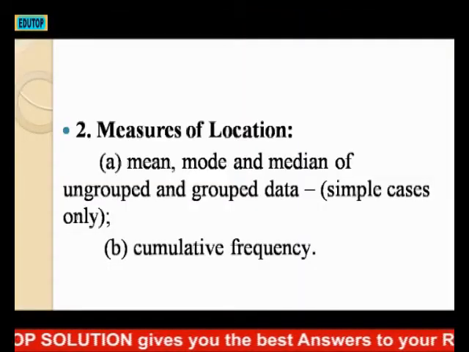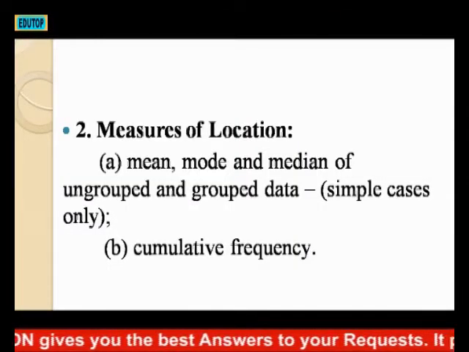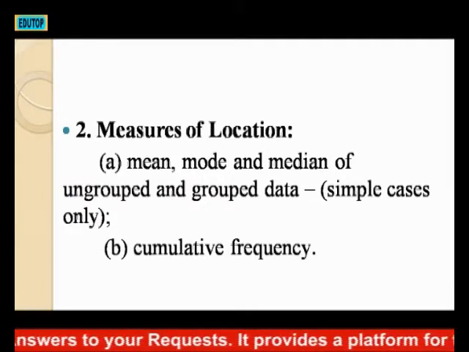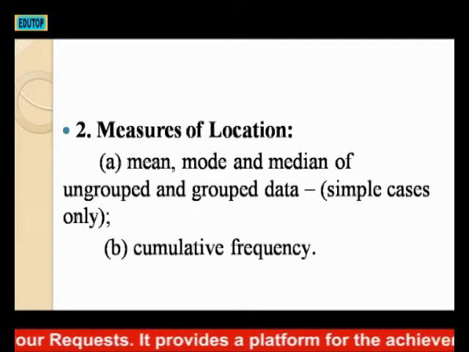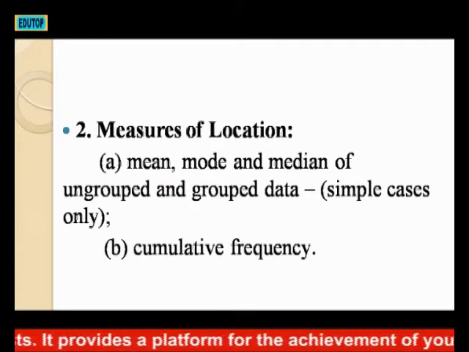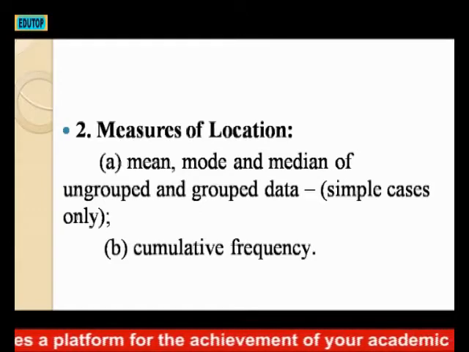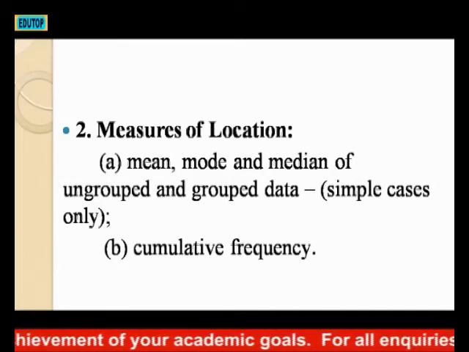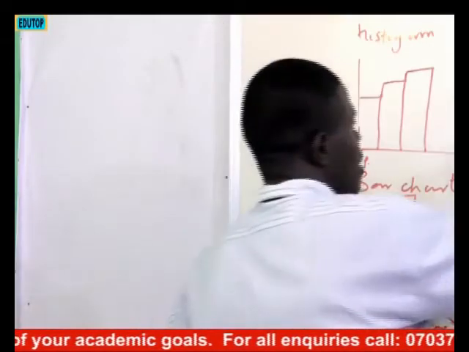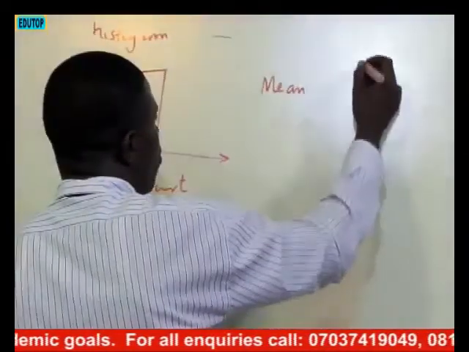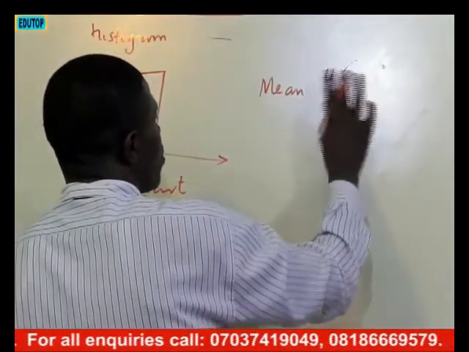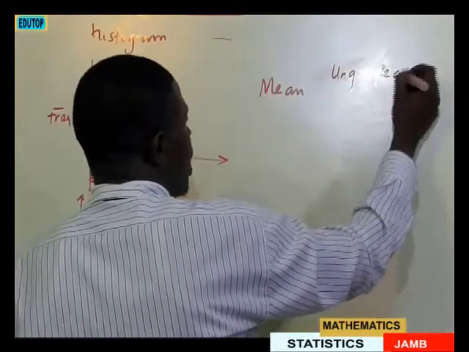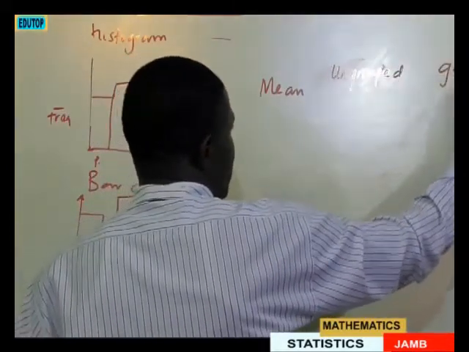So if you are talking about measures of location, we'll be talking about measures of central tendency. And if you're talking about measures of central tendency, we'll be talking about mean, mode, and median of ungrouped and grouped data, simple cases that are considered. Then cumulative frequency. So if you are talking about mean, we can have mean for ungrouped and grouped data.